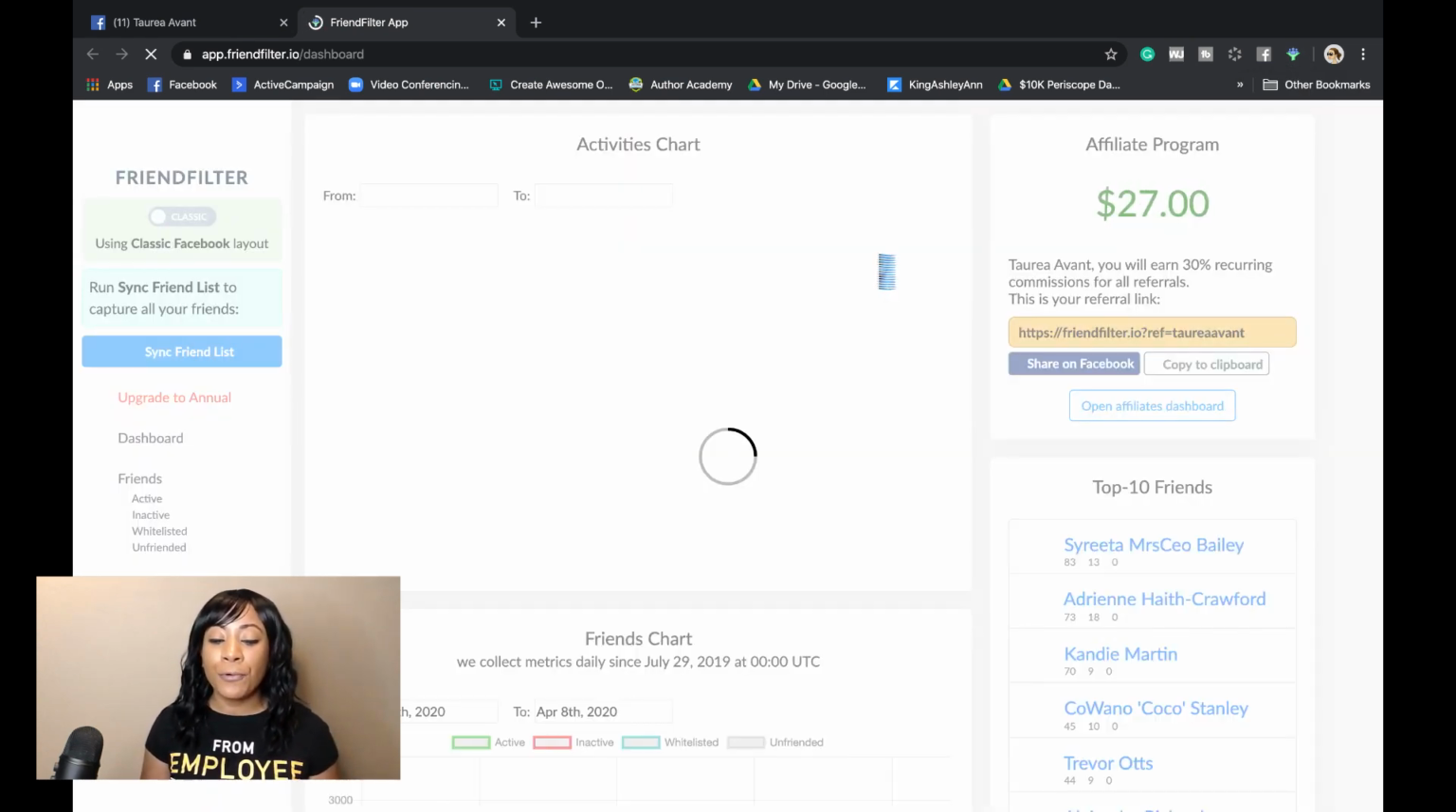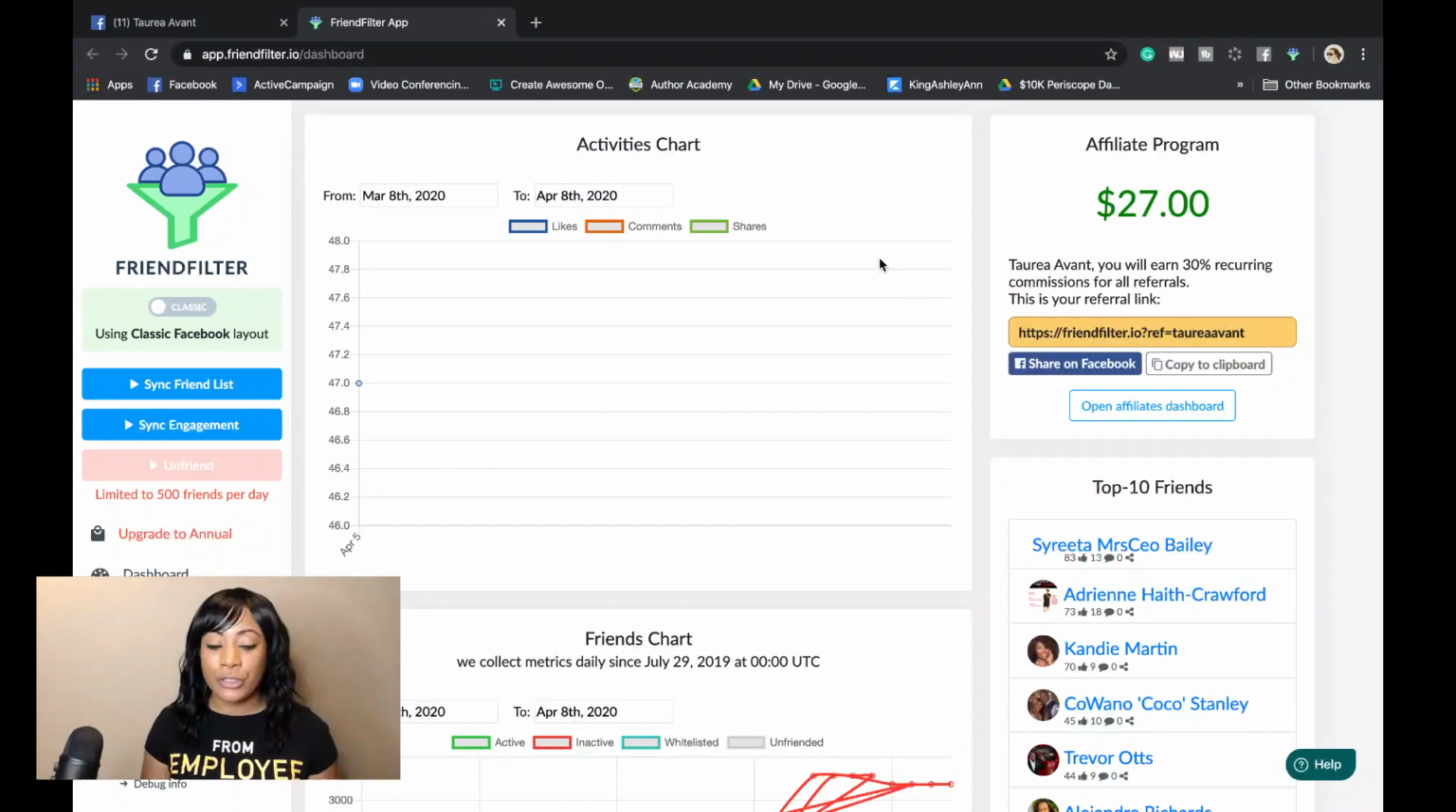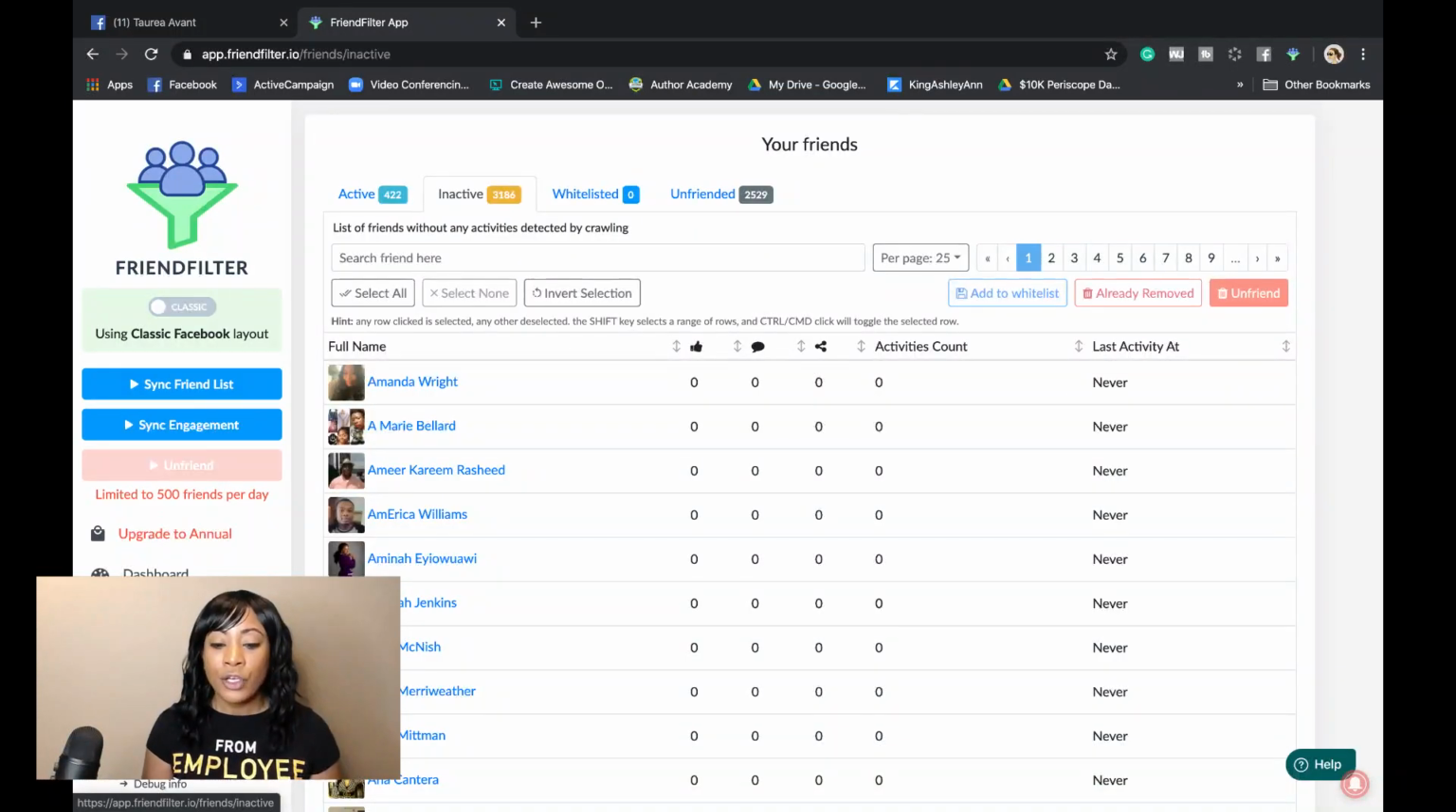I'm going to open this up. Friendfilter.io, shout out to the young lady who showed me this, is a tool that allows you to remove people who are not plugging into your stuff. You're able to actually sync your list, sync engagement, and then unfriend people who are not active. So like if I go here to the inactive, you're going to see that I have more than 3,000 people. Only 422 are active. So that means on a good day, when I put a post on social media, only 400 people are going to actually probably see it.